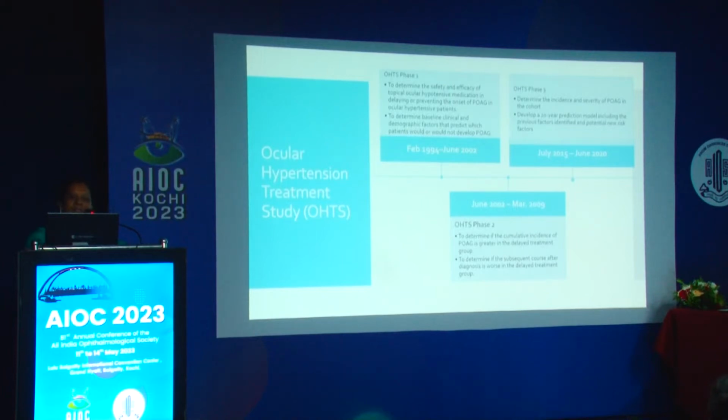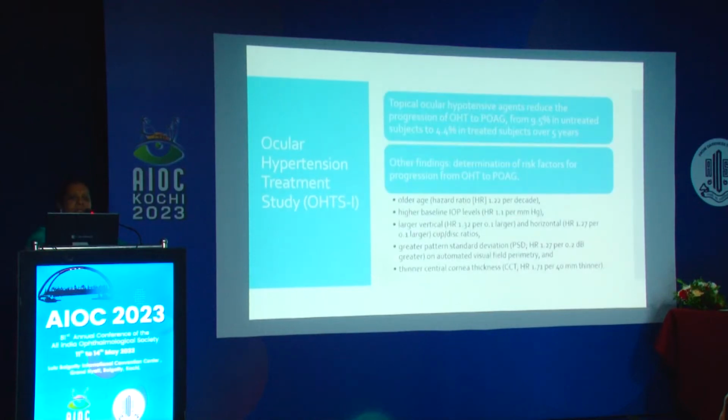Then there's the third phase of the OATS study. The objectives were to determine the incidence and severity of POAG in the cohort, and also to develop a 20-year predictive model, which would assess the previous factors as well as identify new risk factors. We all know the results of the OATS 1 study.